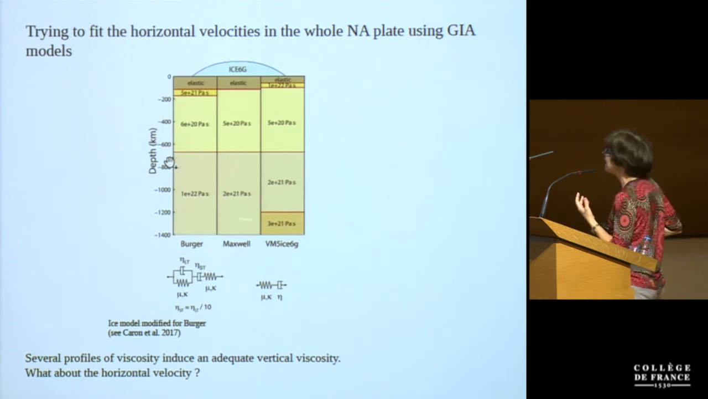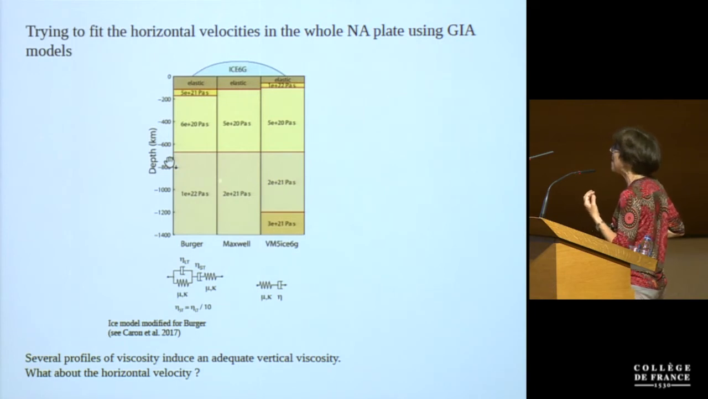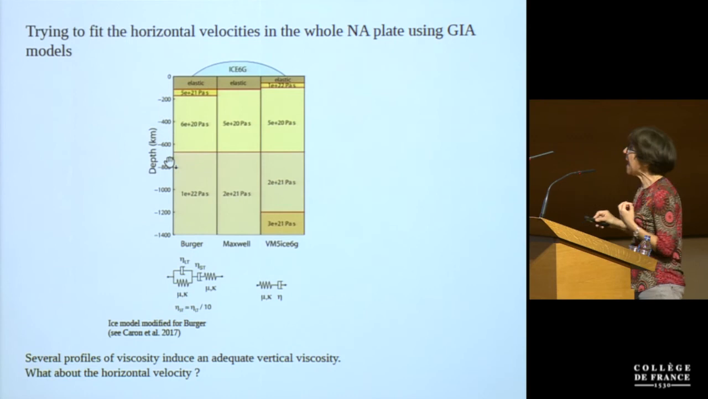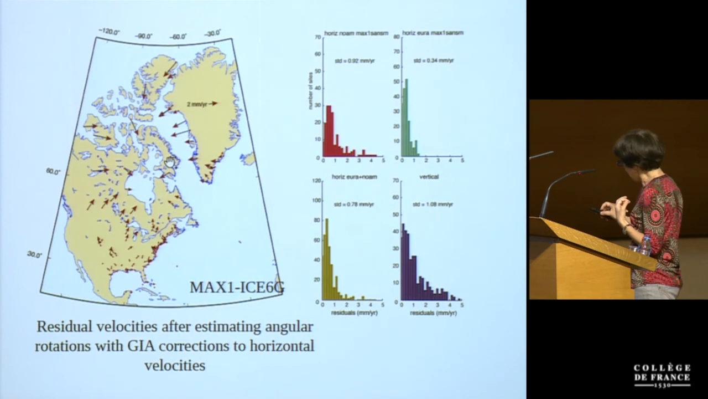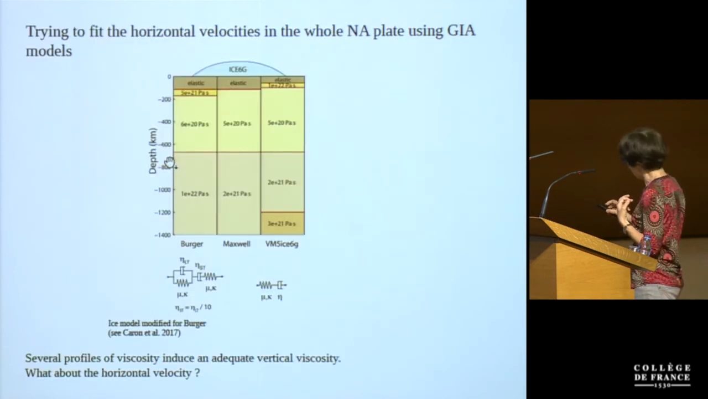We'll try a model like this one, but with a high viscosity lower mantle and a Maxwell rheology. And we have tried also models like this one here, with a high viscosity lower mantle but a Burgers rheology, and with or without this little layer at the base of the lithosphere. Now, what we try to do with all these models is to see whether they provide a good fit to the internal deformation within the plates.